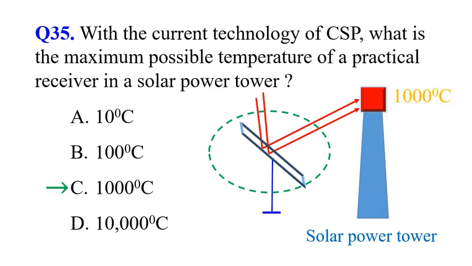With the current technology of CSP, what is the maximum possible temperature of a practical receiver in a solar power tower? So practical receiver means your material should be able to withstand against this high temperature. So you cannot have a temperature like 10,000. So that answer is out. And of course you can heat your receiver beyond 10 degrees and 100 degrees. So your answer will be C.